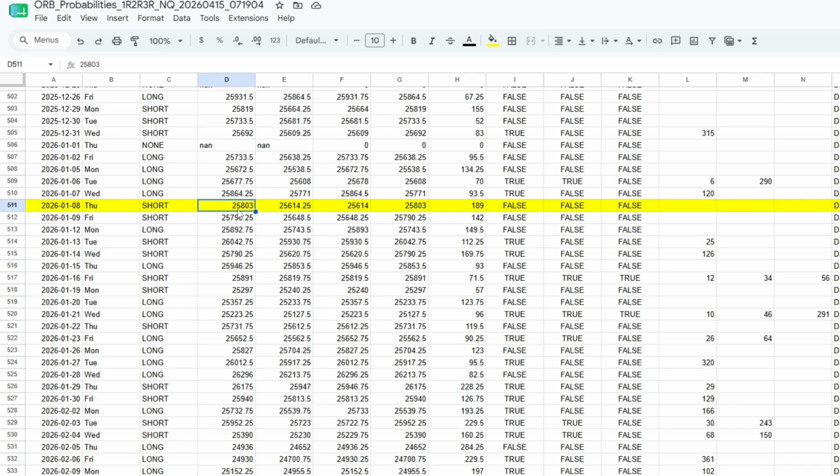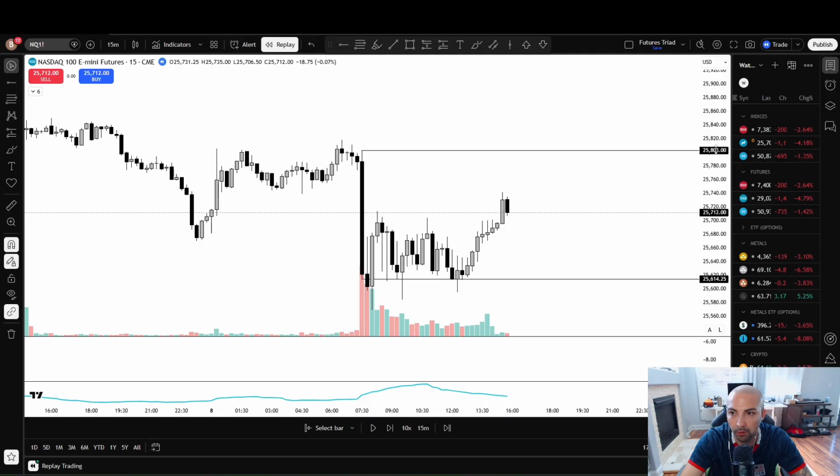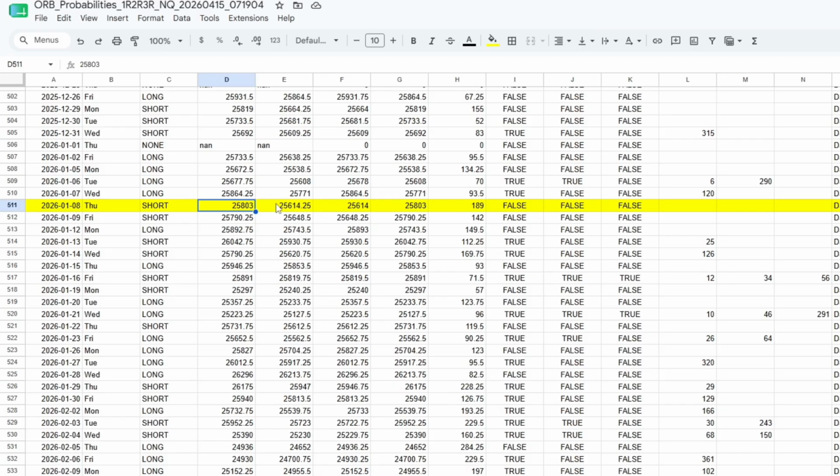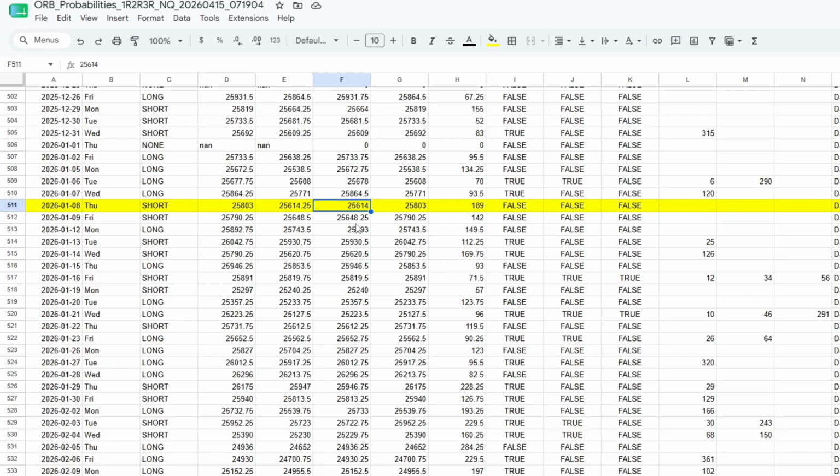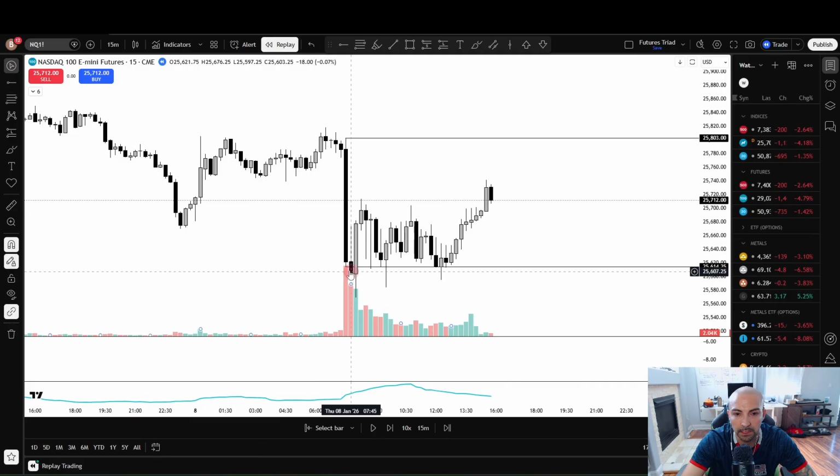This should be the opening range high, 25,803, to a T, should be. The low is 25,614.25. And then the entry, 25,614, so it's 1 tick below the breakout, and that's exactly what we got. It's going to be on this candle right here.